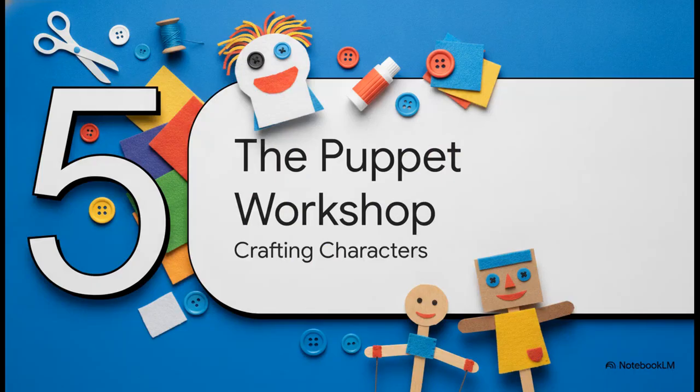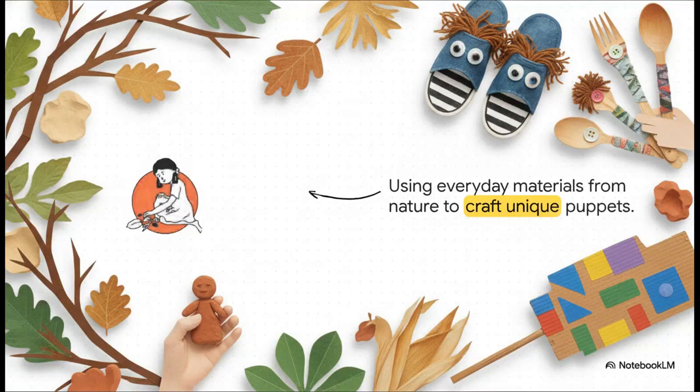All right, let's get our hands dirty. Section 5, The Puppet Workshop, Crafting Your Characters. The everyday magic of puppetry is that you absolutely do not need a big budget to create something incredible. Literally anything can become the hero of your story. You can use twigs, dried leaves, husks, or clay. Grab some old slippers or shoes, paint the soles, slap on some buttons for eyes, maybe some wool for hair. You can even take disposable wooden spoons, wrap them in cloth, and paint on a face. Even a piece of discarded cardboard cut out and attached to a broomstick can turn into something wonderful.